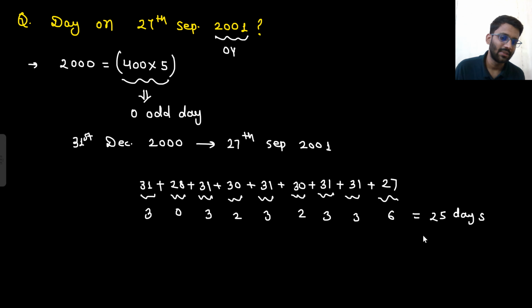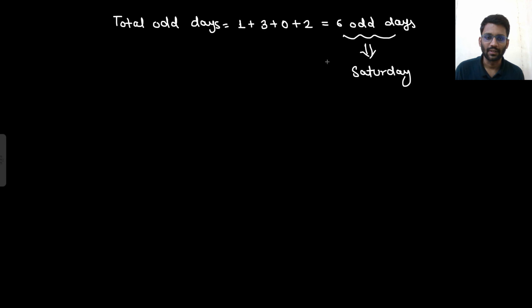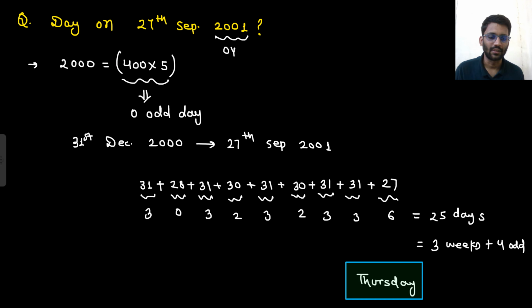And what does 25 days mean? 3 weeks plus 4 odd days. So eventually you are having 4 odd days. 4 odd days means Monday, Tuesday, Wednesday, Thursday. So 4 odd days means Thursday. So this is your answer. Here the answer was Saturday, now the answer would have been Thursday. Let's check it on Google. Yeah, it was Thursday only.